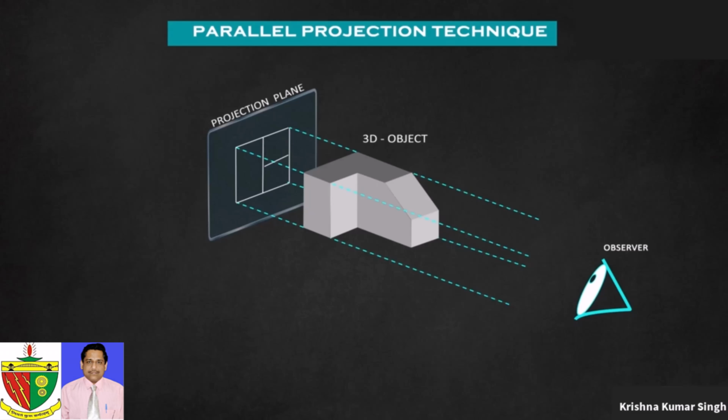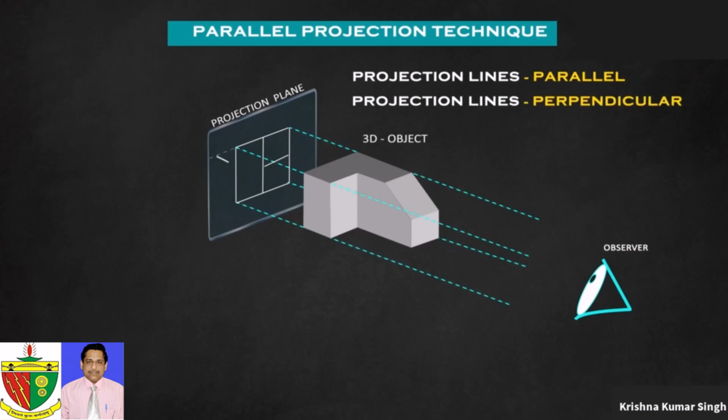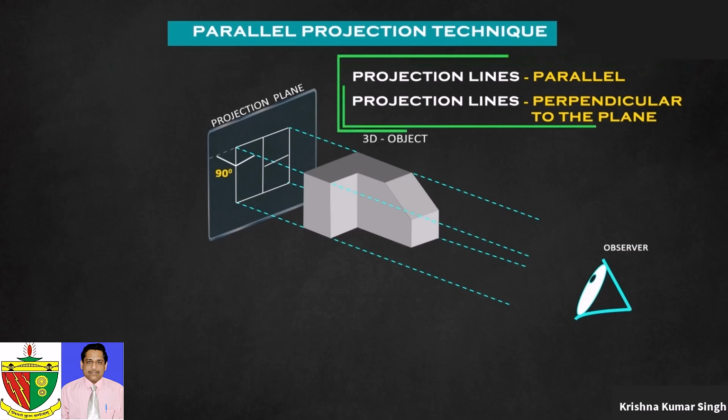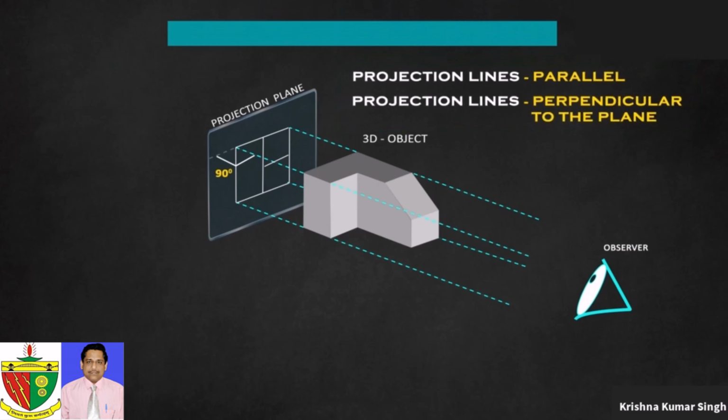Parallel projection literally means line of sight or projection lines are parallel to each other. These projection lines are projected perpendicular to the plane. So, if the projection lines are parallel to each other and also perpendicular to the projection plane, it is called orthographic projection. By this projection, the true dimensions of the object will be preserved.